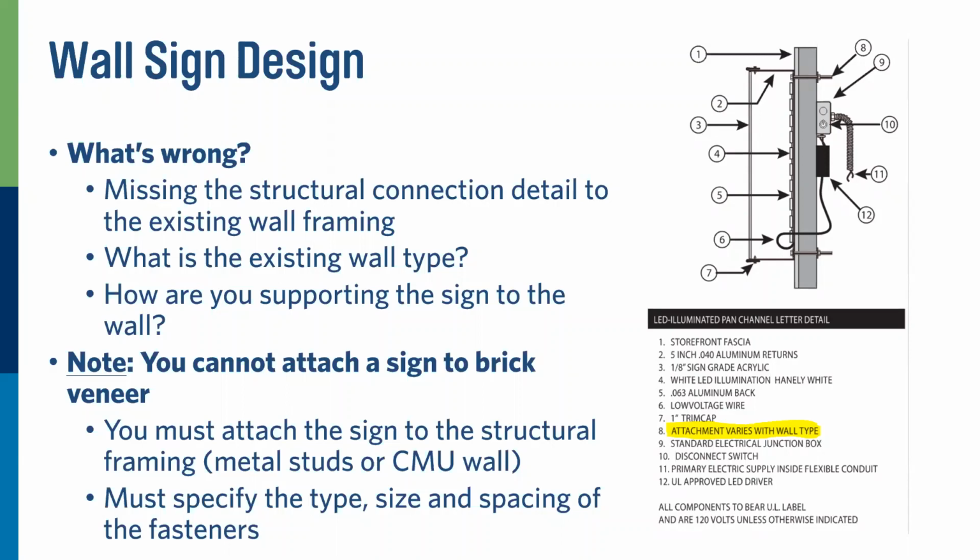A couple things here is, what is the existing wall type? We have to know what it is. Is it a metal studded wall? Is it brick wall? Is it stucco? What are you attaching it to?